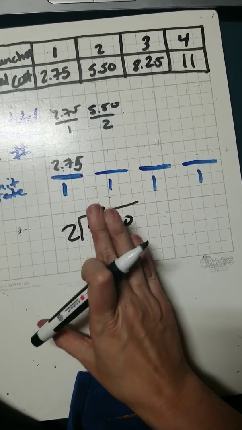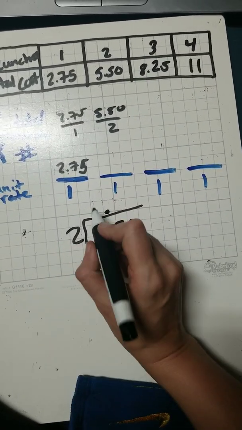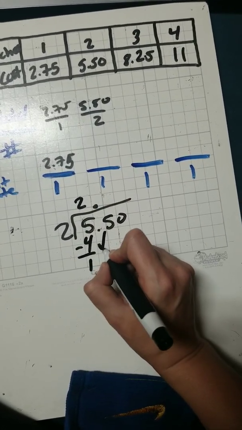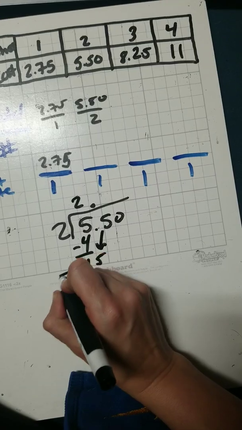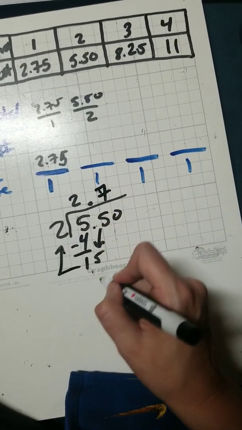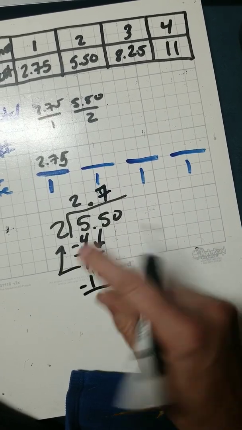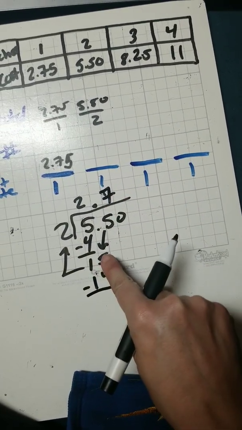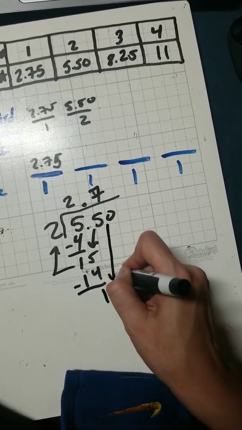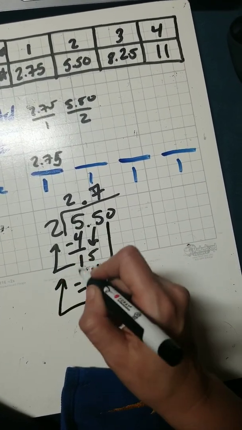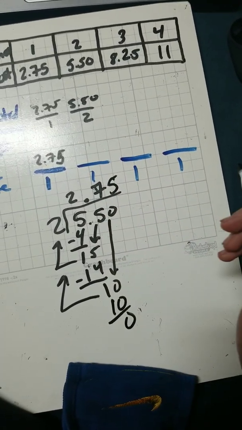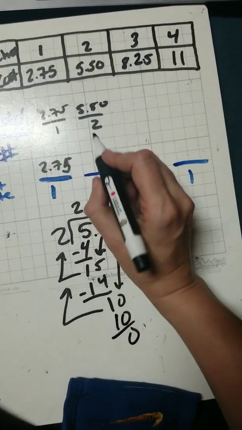If I have 5 and I want to put them into groups of 2, it takes me 2 groups of 2 to make 4 with 1 left over. And I bring down the 5. If I have 15 and I want to make groups of 2, 2 times 7 is 14, so I put that here. 2 times 8 was 16, and that's too much, so we had to use the 7. 15 minus 14 is 1, bring down the 0. If I have 10 and I want to make groups of 2, 2 times 5 is 10, and I have nothing left over. So this is 275.